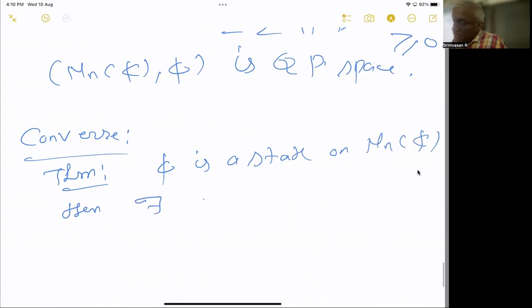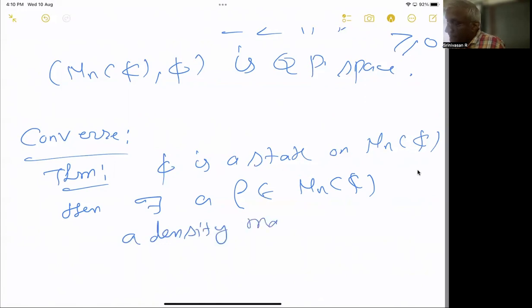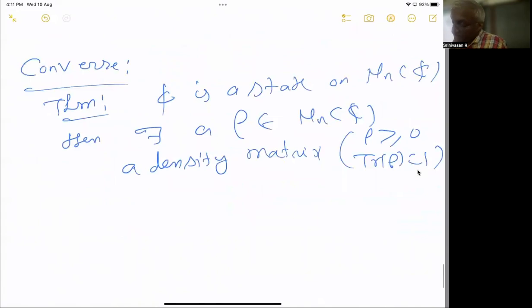there exists a rho in M n C, a density matrix. By this, I mean it's a positive matrix with the trace of rho equal to 1. That's what I call a density matrix. Okay, that is a density matrix. By this, I mean rho is greater than or equal to 0 and trace of rho equal to 1. This is what a density matrix is, such that phi of A equal to trace of rho A or A rho, doesn't matter. Okay.